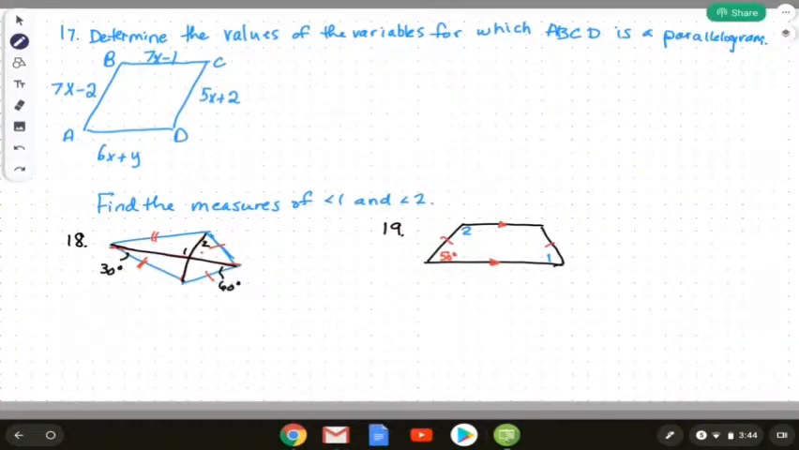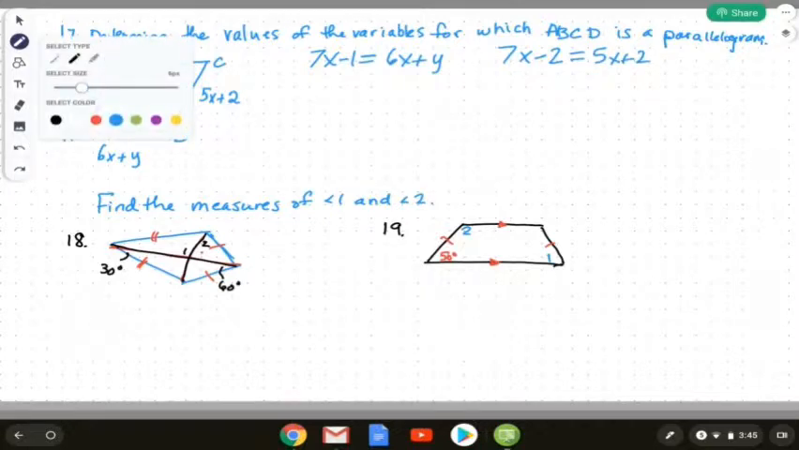All right, so now going to the next problem from the chapter test, number 17. Determine the values of the variables for which ABCD is a parallelogram. So what we have to do is think about what we were just doing. In order for ABCD to be a parallelogram, both pairs of opposite sides have to be congruent. So I need 7x minus 1 to equal 6x plus y. And I need 7x minus 2 to be equal to 5x plus 2. Change colors so it's easier to see.